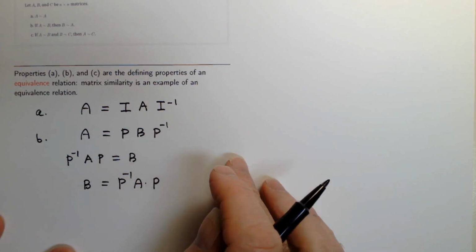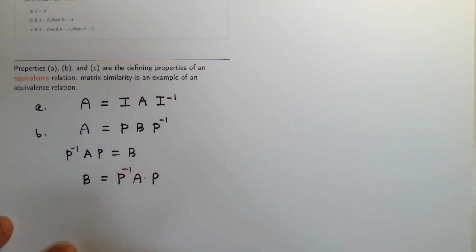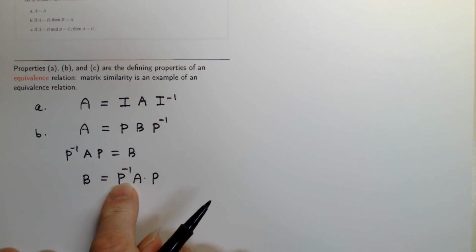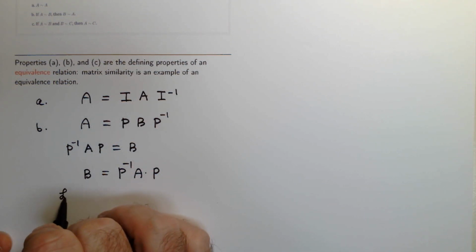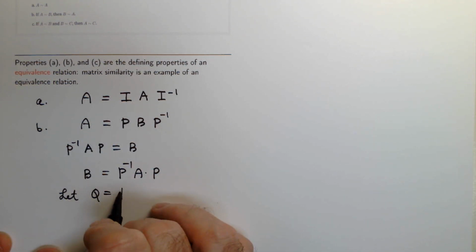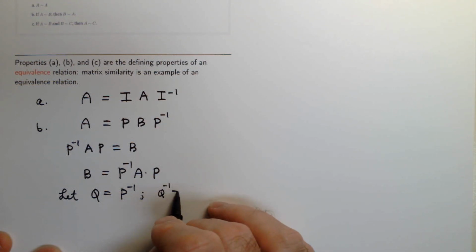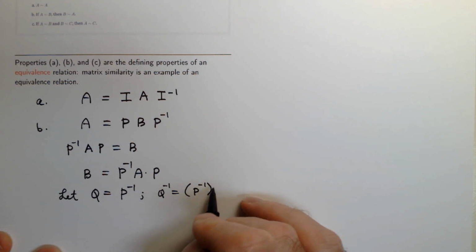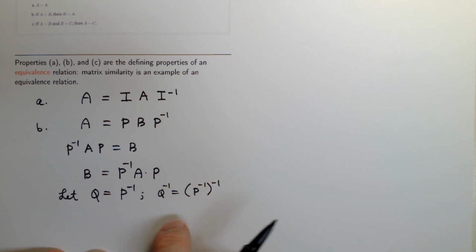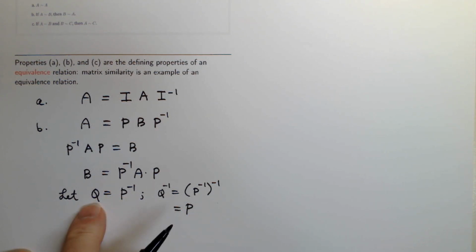Now what I want to do, and this is not completely necessary, but just to help us get it into a form that's a little more recognizable as a similarity condition, let's let Q be the matrix P inverse. Then the inverse of Q is going to be the inverse of P inverse. But we know that the inverse of the inverse is just the matrix itself. So this is just the matrix P. So everywhere I see the matrix P, I can write Q inverse. And everywhere I see the matrix P inverse, I can write Q.